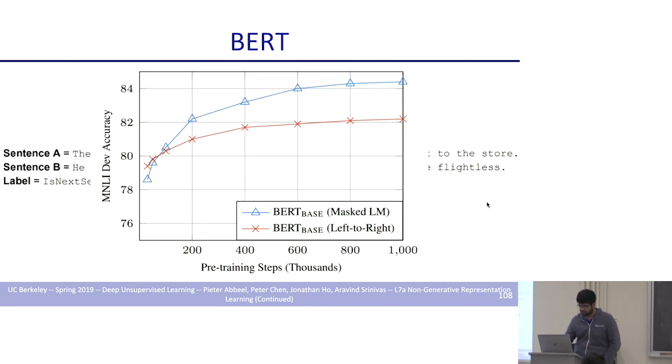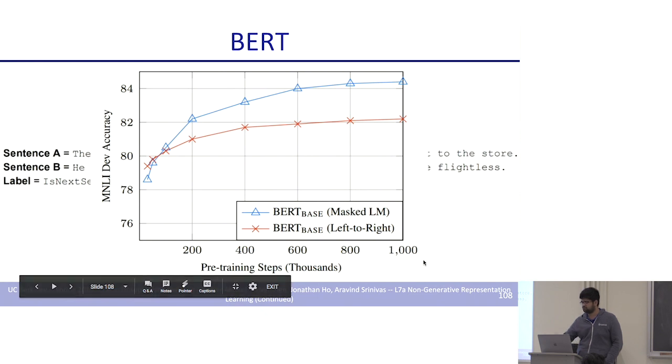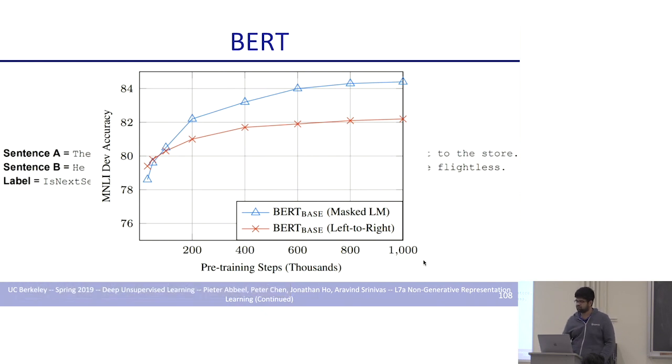And another ablation is when you have a left-to-right language model versus a masked language model, it turns out that the masked language model initially is bad as far as pre-training steps are concerned. But if you pre-train for a sufficient number of time steps before starting on the downstream task, it works better.